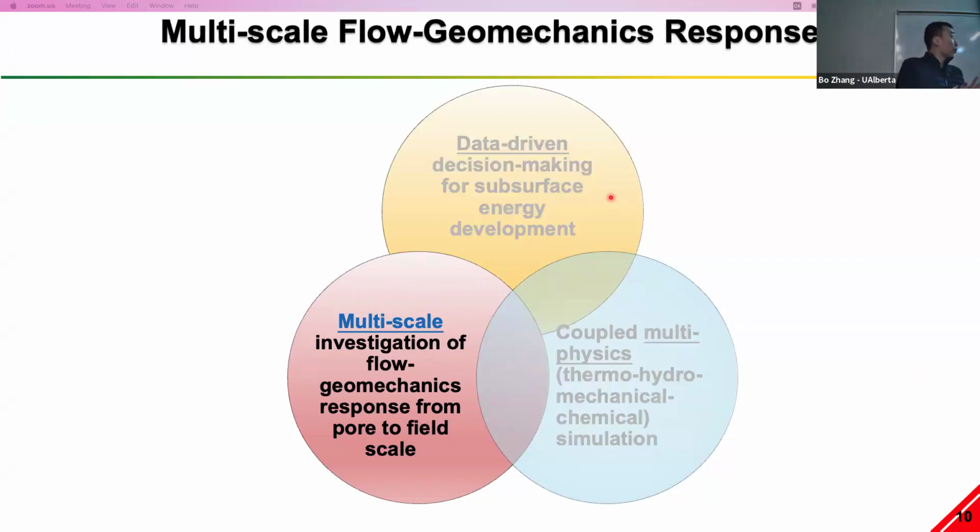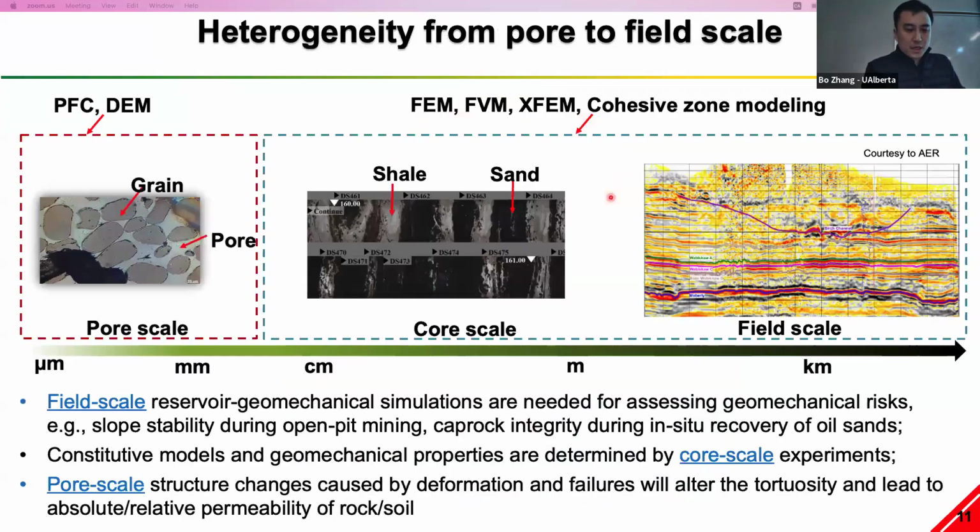Okay, let's start first. What is multi-scale investigation of flow and geomechanics response from pore to field scale? Let's first look at this slide, which explains the heterogeneities from the pore to field scale. As you can see here, heterogeneities definitely could even go back to the nanometer. It is also possible. To make it simple, I start with micrometers, and that's usually the pore scale. At the pore scale, if we look at sand, silt, and clay, we will probably find that the grain distributions are very different, and that will also generate different pore structures.